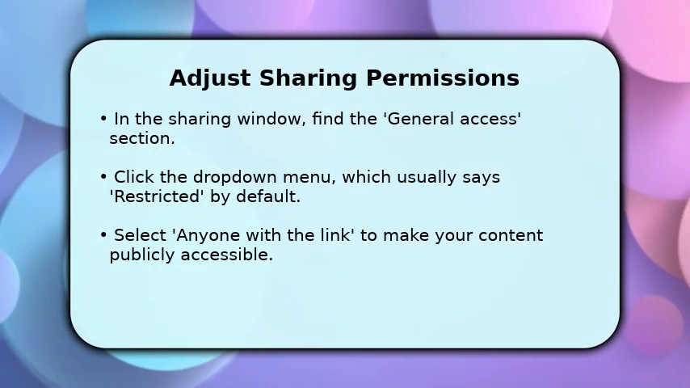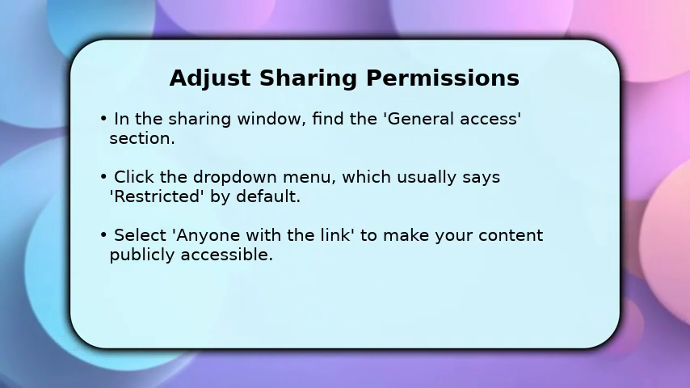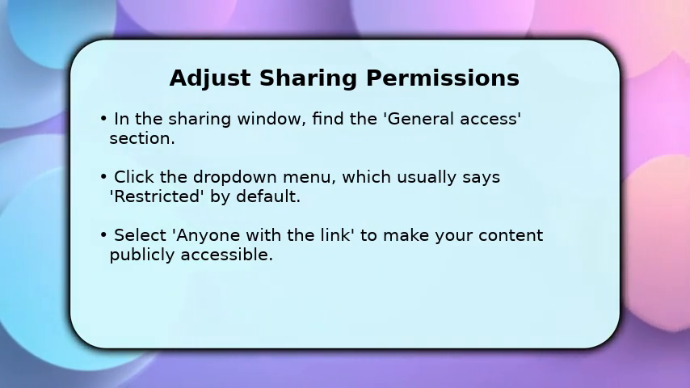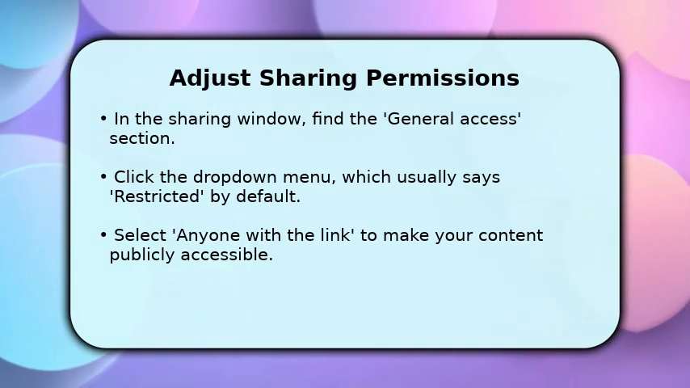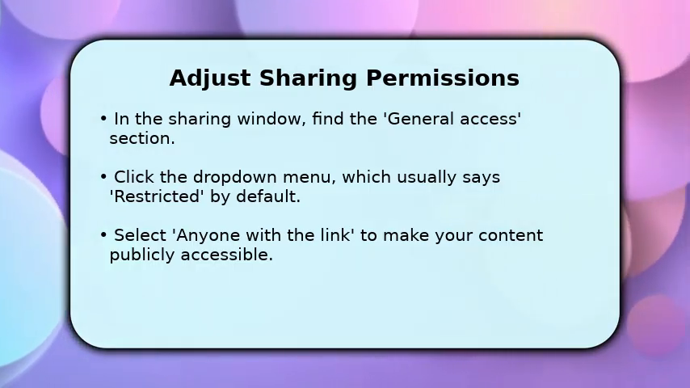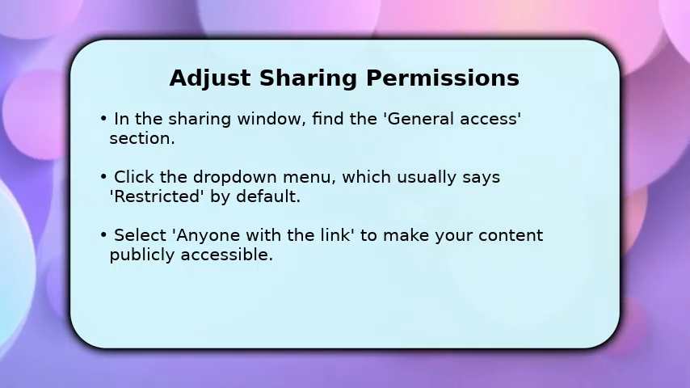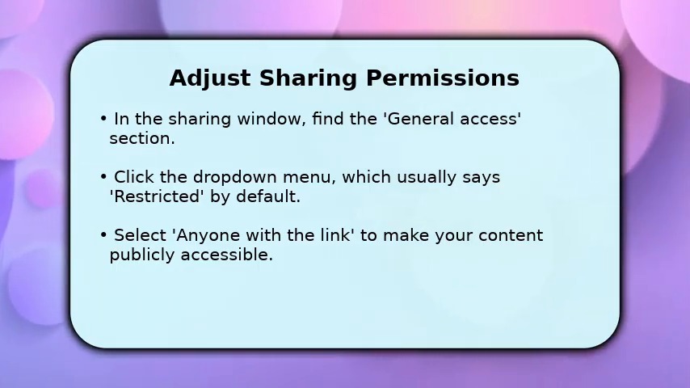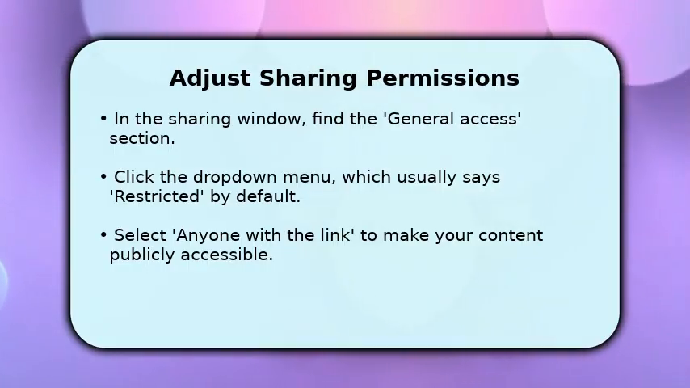Once the sharing window appears, navigate to the General Access section. By default, your file or folder is likely set to Restricted, meaning only specific invited individuals can view it. Click on this drop-down menu and change the setting to Anyone with the link. This crucial step makes your content accessible to anyone who possesses the unique link.